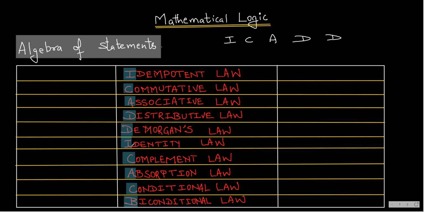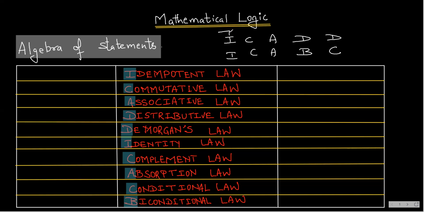And then we have next identity law, I. Then you have complement law, C. Absorption law, which is A. And then you have conditional law, C, and biconditional law, B. So let me write B first and then C. Okay. So it becomes rhythmic. ICADD, ICABC. So these are the first letter of all these laws.